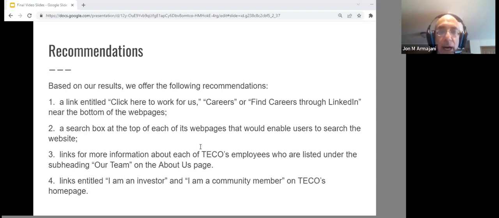4. Links entitled I'm an Investor and I'm a Community Member on TECO's homepage. The I am an Investor page would include information about financial commitments and services. The I am a Community Member page would include information about safety, TECO's success stories, and the company's values.